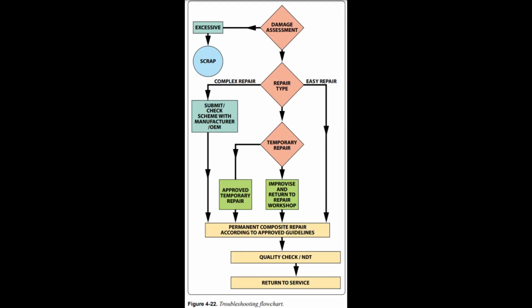Flowcharts. Flowcharts are used to illustrate a sequence or flow of events. There are two types of flowcharts most frequently used in the aviation industry: troubleshooting flowcharts and logic flowcharts.